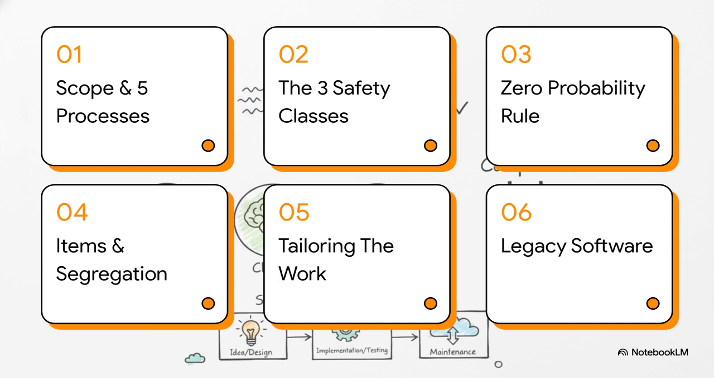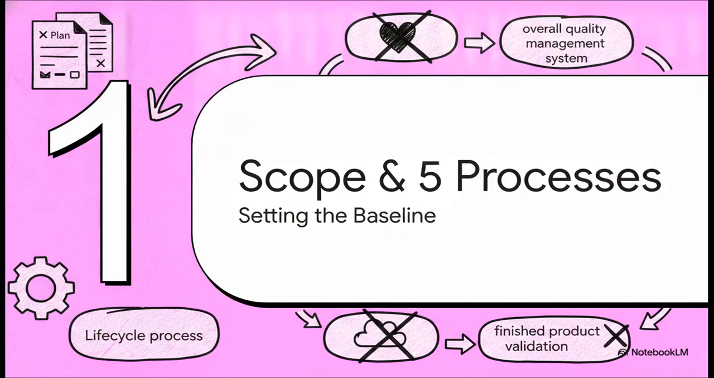Here is our roadmap for today. We'll start with the scope and the 5 processes, then explore the 3 safety classes. After that, we hit the hardest pill to swallow, the zero probability rule, followed by systems, items, and segregation. Finally, we'll wrap up by looking at tailoring the work and the honest route for legacy software. Let's get to it. Section 1, Scope and the 5 Processes.